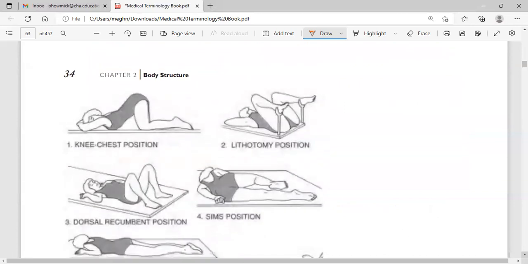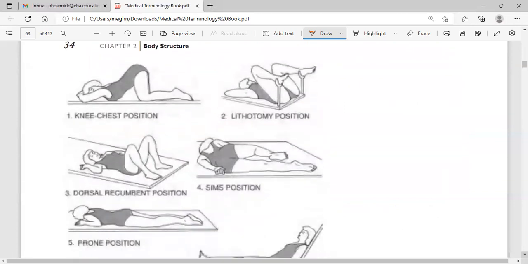What else? So here are the pictures. I want to explain one by one. You will understand better.